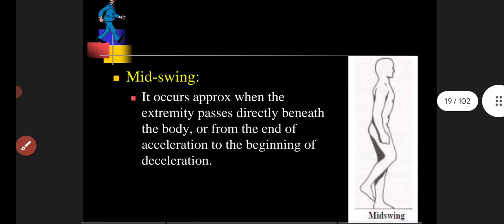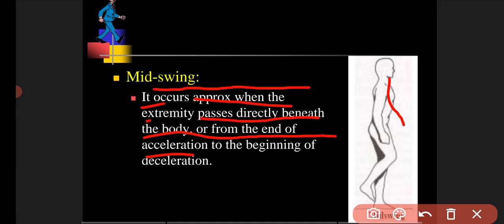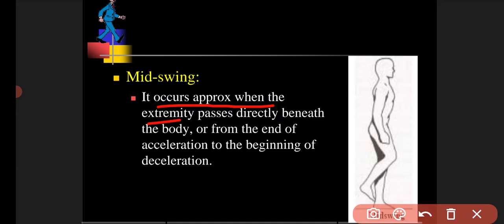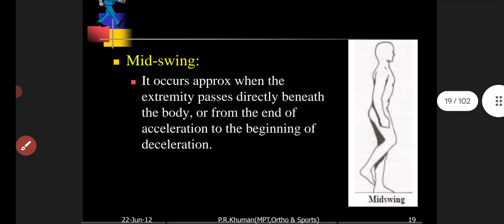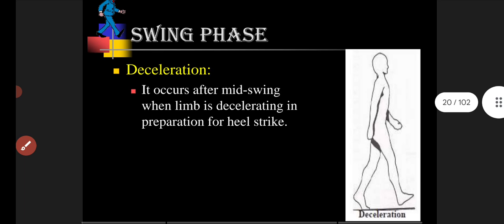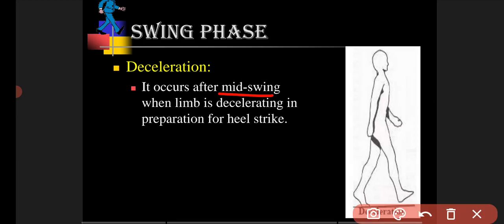Next, the mid swing phase, which occurs approximately when the extremity passes directly beneath the body, from the end of the acceleration to the beginning of the deceleration. The last phase is the deceleration phase. It occurs after the mid swing, when the limb is decelerating in preparation for the next heel strike. Before the heel strike, that phase is known as the deceleration phase.